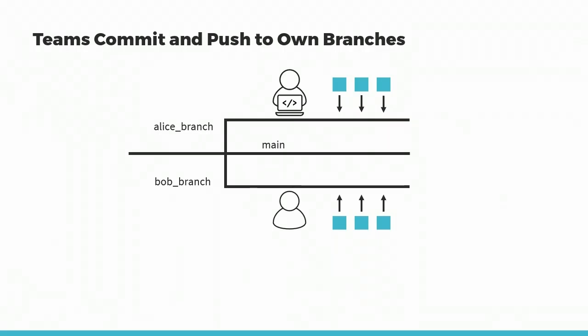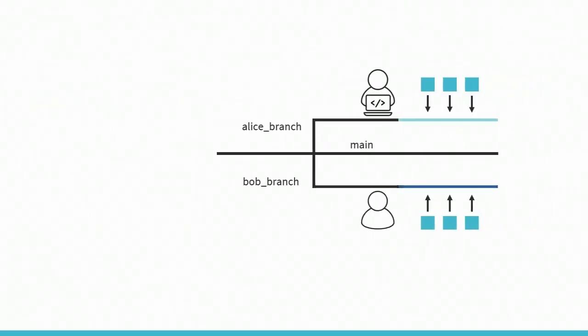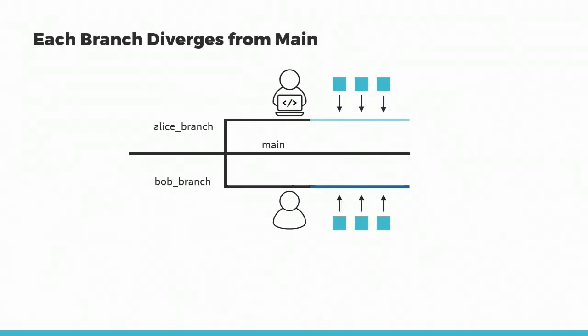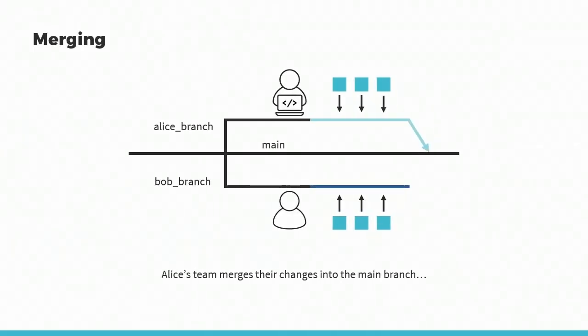Now, both Alice and Bob started off at the same commit on the main branch, but over time, their branches will diverge from main. Each branch will take on its own series of commits. Their teams are developing different features after all, but at some point, the teams will complete working on their features, and the feature will be ready to be integrated back to main. Let's say Alice's team finishes first, Alice's team will then merge their changes back to the main branch. They'll first need to ensure that if main has moved ahead and has additional changes, they'll need to integrate with those changes as well.